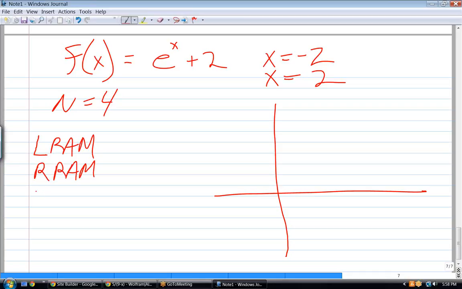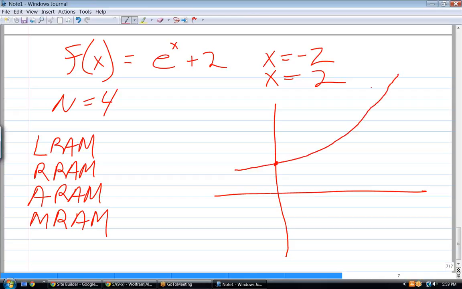Huh, interesting. I have not studied average RAM. Only 3 that were in my book are left RAM, right RAM, and mid RAM. I can see why you'd want average. Average is logical. Okay, so when x is 0, this is 3. And this looks something like this. And we're going from -2 to 2. And we're going to use rectangles. Let's tackle the first one. There's the left RAM.